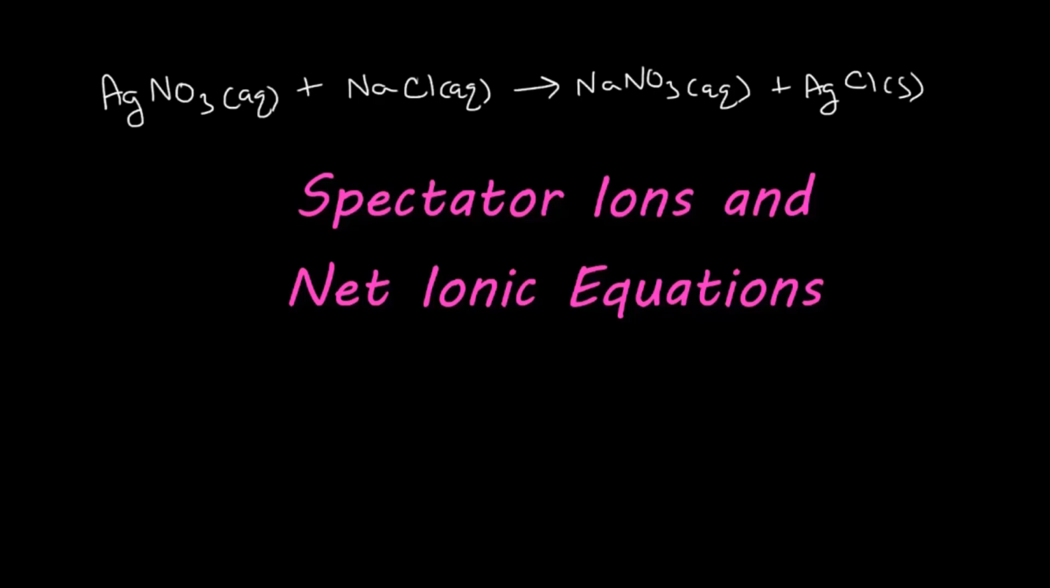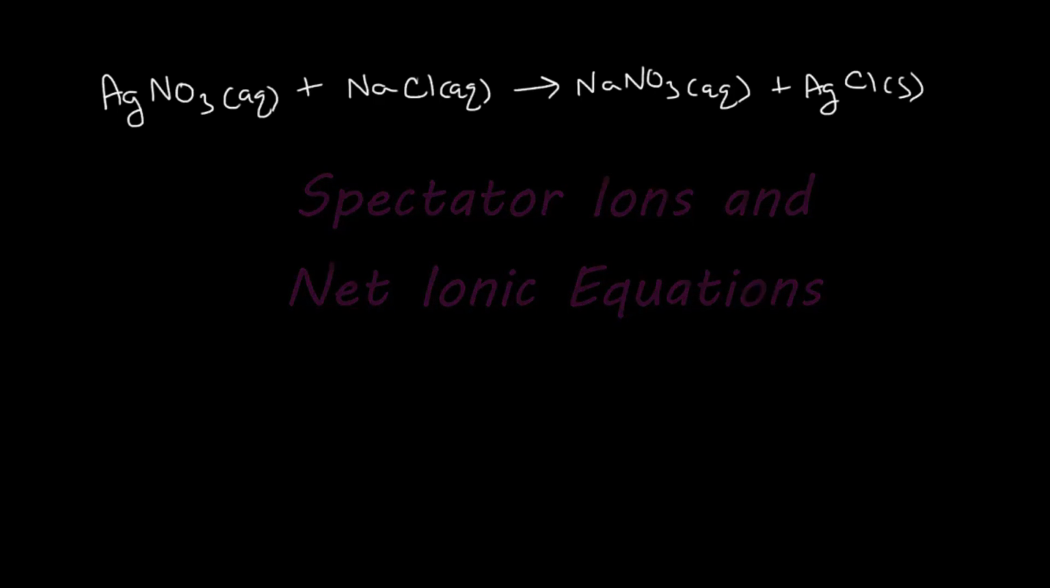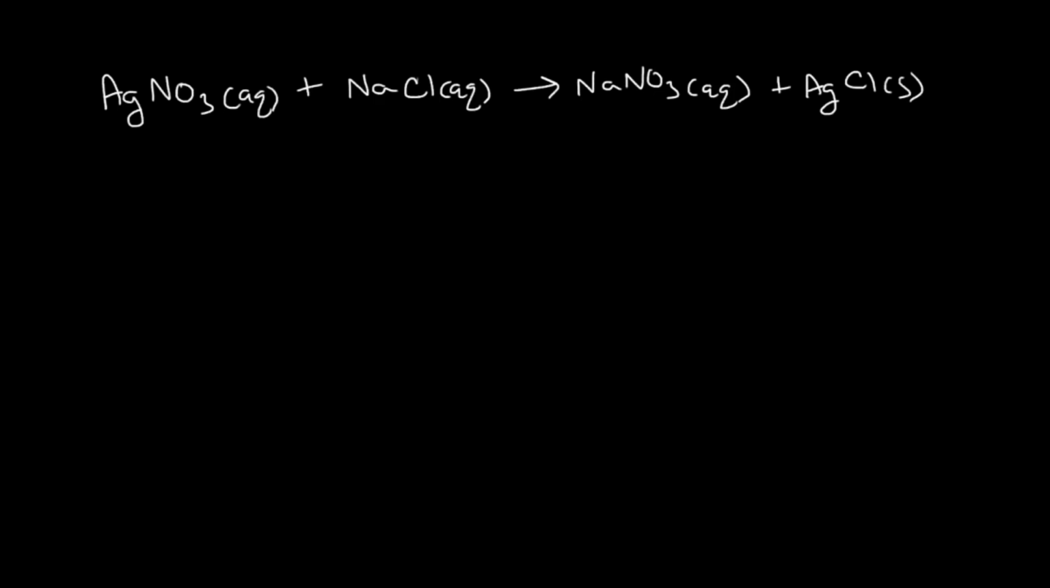In the previous video, we talked about how we can use our solubility rules to predict the phase of products and reactants in chemical reactions that involve ionic compounds. In this video, we're going to take this idea one step further and figure out what ions are important in the physical chemistry that's happening and which are not.